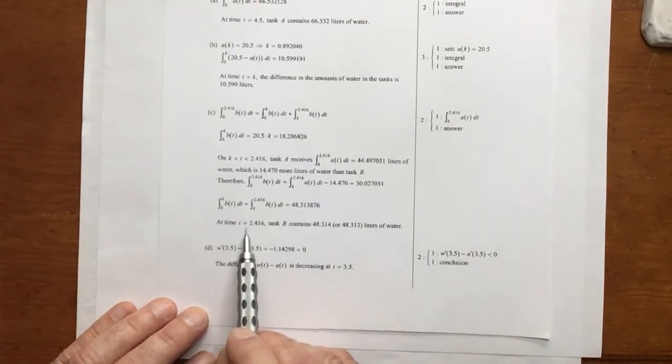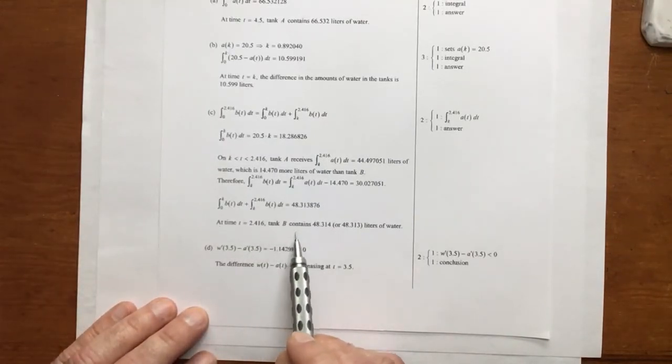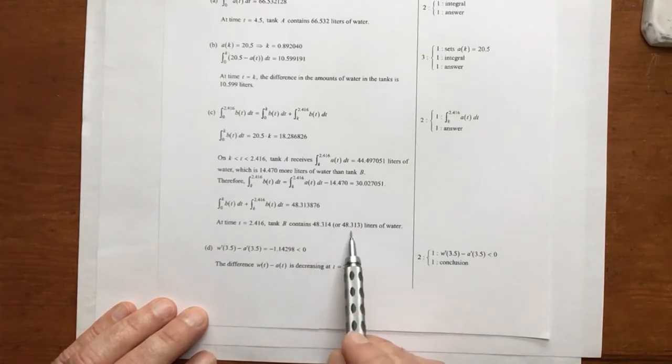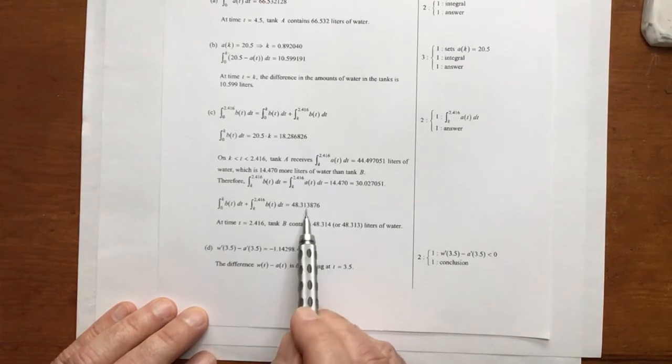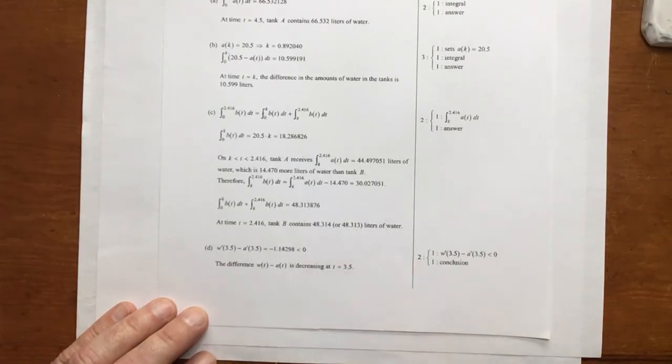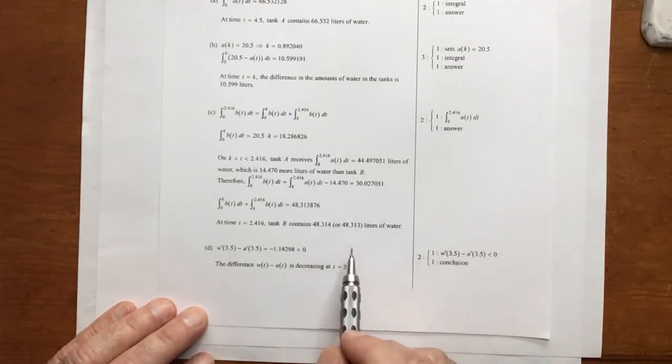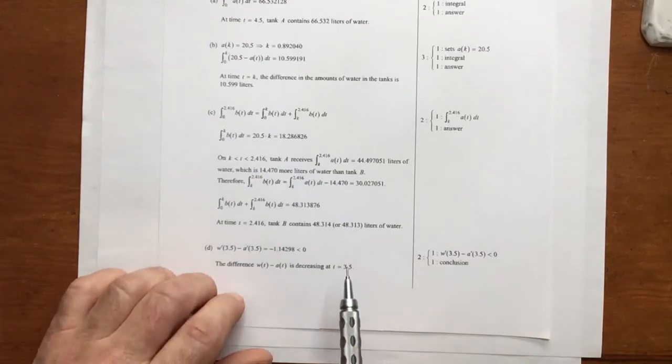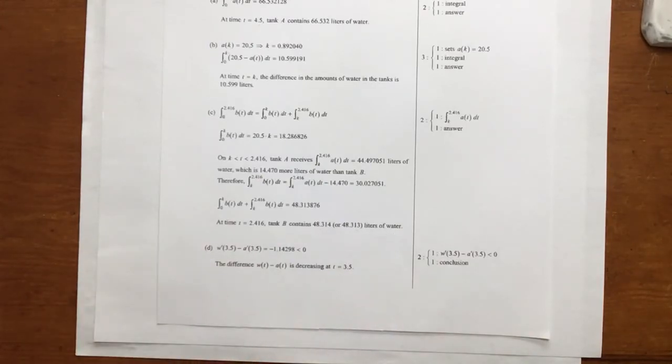So at time equals 2.416, tank B contains this, and note that they give you a little bit of leeway, but not much. So remember to use a bunch of decimal places in the store feature on your calculator, and then we use units again. Okay, part D.